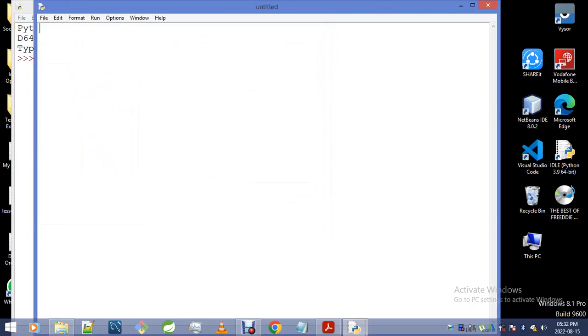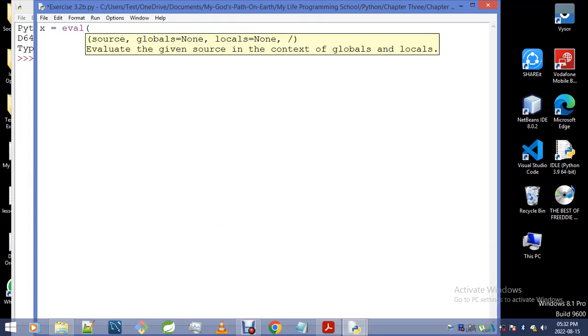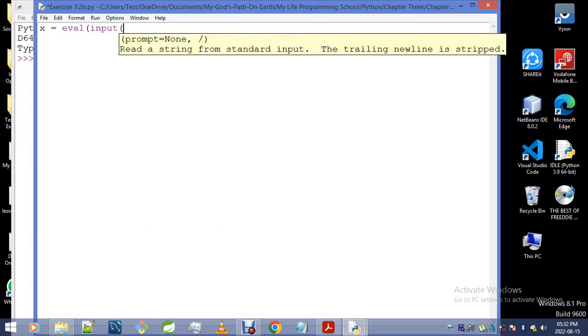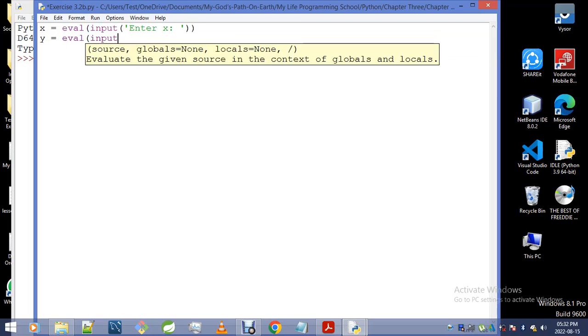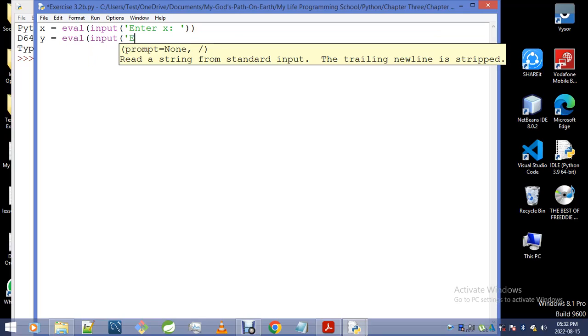Okay, the very first thing I want to do is to get the x value from the user. Enter x, y, eval, input, enter y.